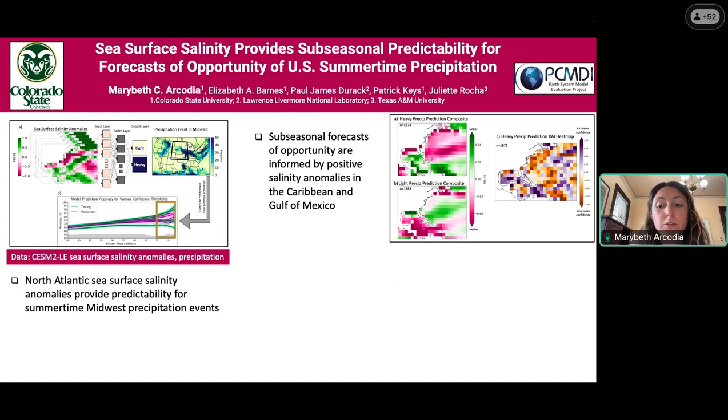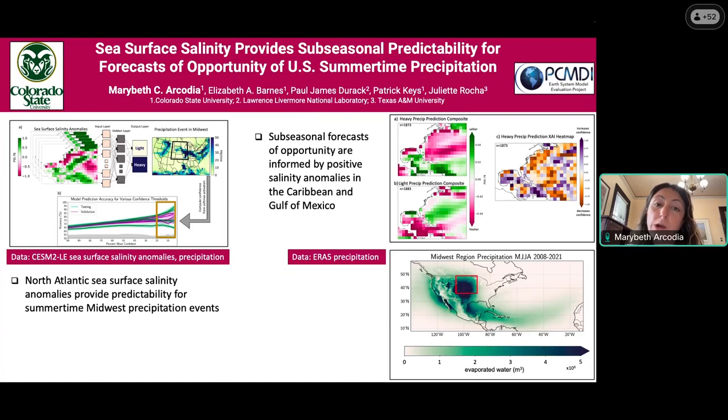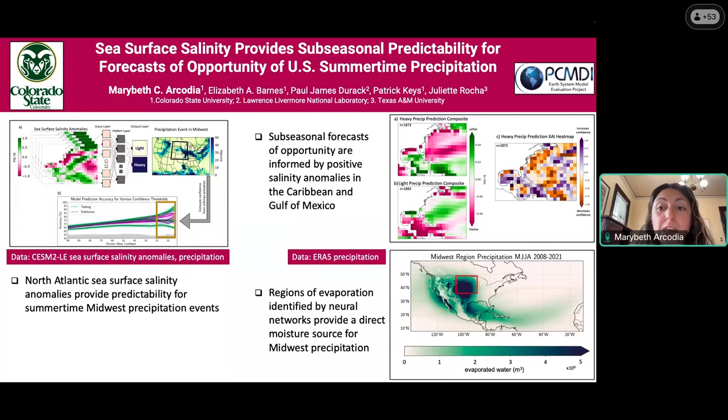Lastly, to verify if these relationships hold in the real world, we employ a moisture tracking algorithm using ERA5 data, in which we track where moisture fell in the Midwest red box region, where that moisture originally evaporated from. And while a decent amount of the moisture is locally recycled, we find that the regions of evaporation identified by the neural networks, the Caribbean Sea and Gulf of Mexico regions, provide a direct moisture source for Midwest precipitation.